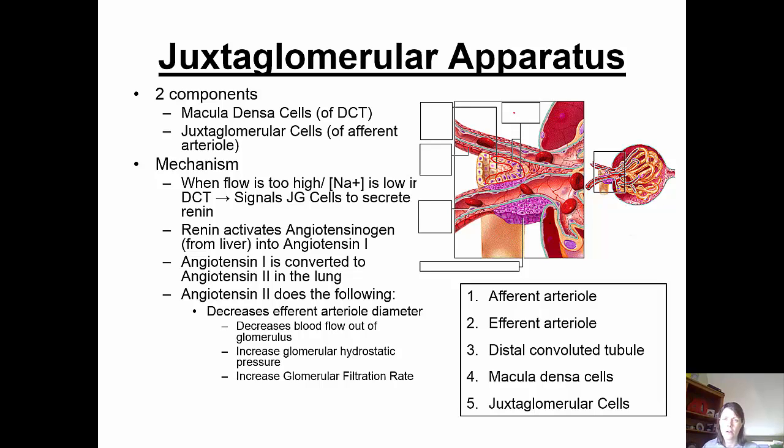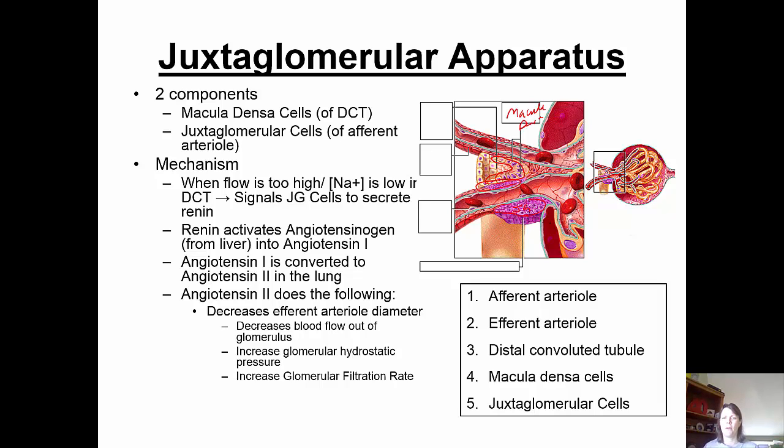The macula densa is just a special group of cells that are going to figure out what our concentrations of things are. It's really primarily based on how much sodium is in there, because remember, wherever there's sodium, water is going to follow it. And then you've got juxtaglomerular cells. These are going to be surrounding the afferent arteriole, and so JG cells.